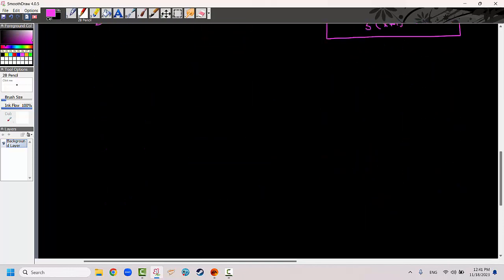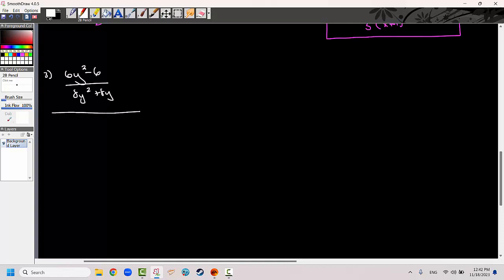Now, this problem here is another division problem. However, it's going to be structured in a way that is a little bit odd. So what I'm going to do is this is example 3 here: 6y squared minus 6 over 8y squared plus 8y, all over 3y minus 3 over 4y squared plus 4y. Okay, 4-layered fraction, not too bad.